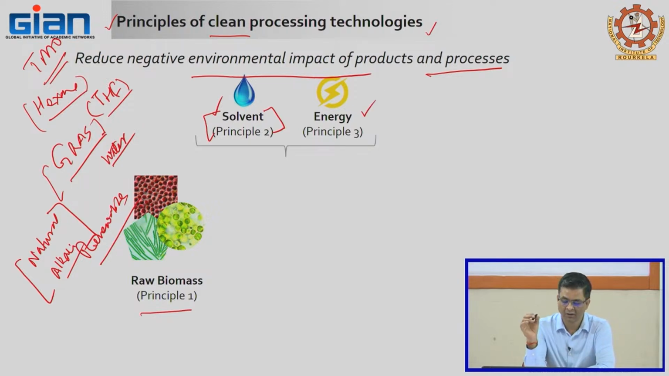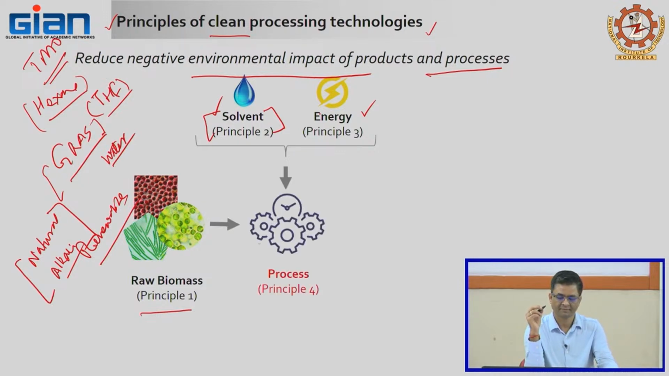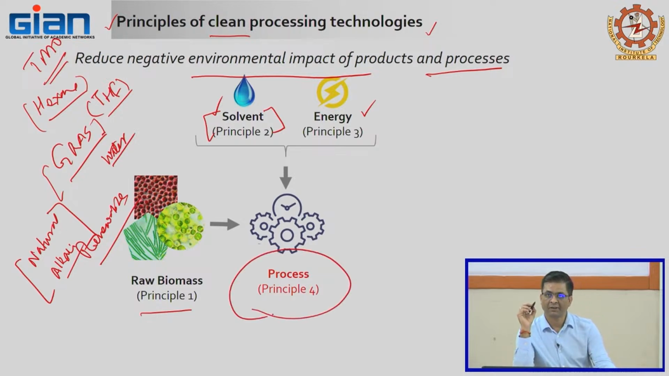That means any technology or any process we use should have a lesser amount of energy requirement. That means you are saving energy. When you are saving energy, you are benefiting the environment. That is another one. What could be the fourth principle? The process, yeah. That means whatever process you are suggesting, that particular process should not have a negative environmental impact.